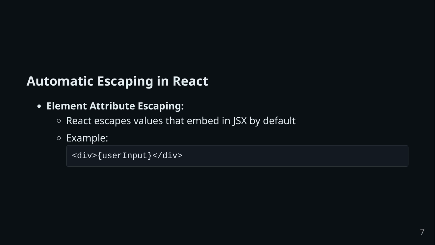React provides automatic escaping to protect your applications from potential security vulnerabilities. Specifically, React automatically escapes values when they are embedded in JSX, which prevents execution of malicious scripts. For instance, when you embed user input in a React component using curly braces, such as <div>{userInput}</div>, React ensures that the value is safely escaped. This default behavior helps mitigate risks associated with untrusted data being rendered directly into the DOM, making it an important feature for maintaining the security of your React applications.